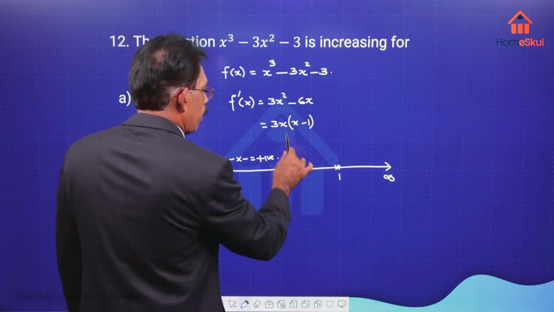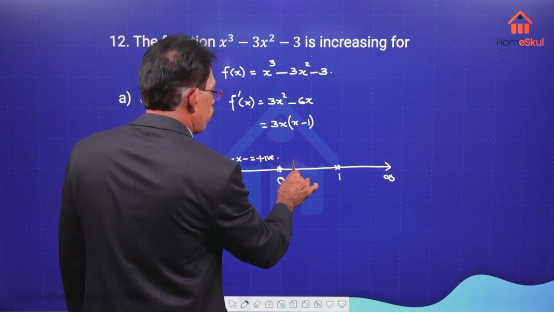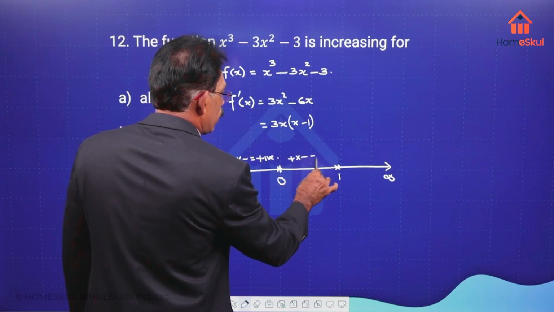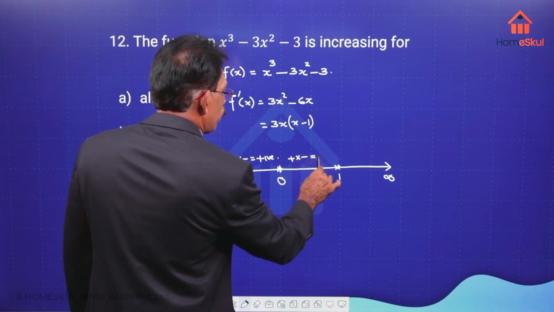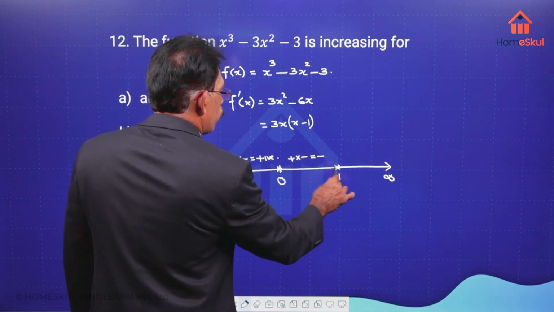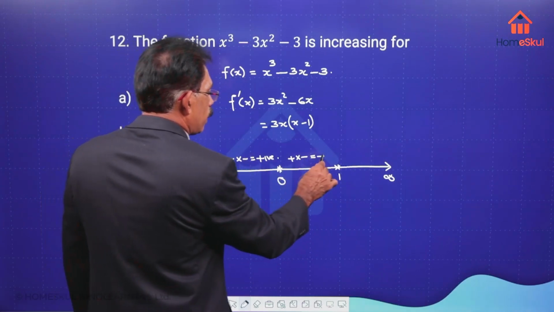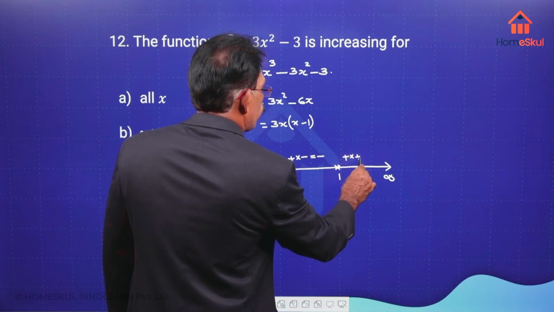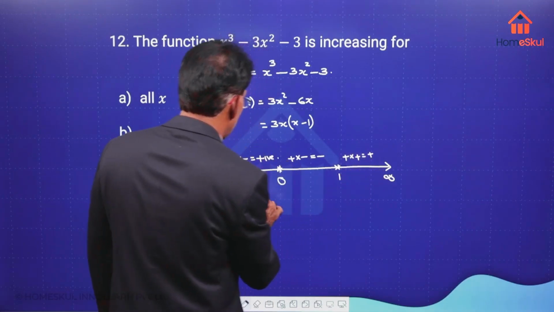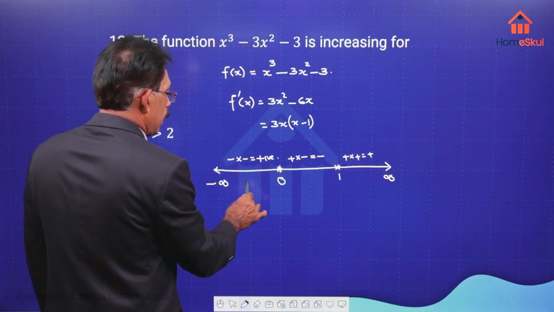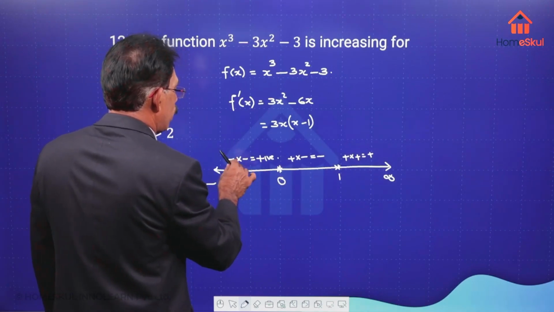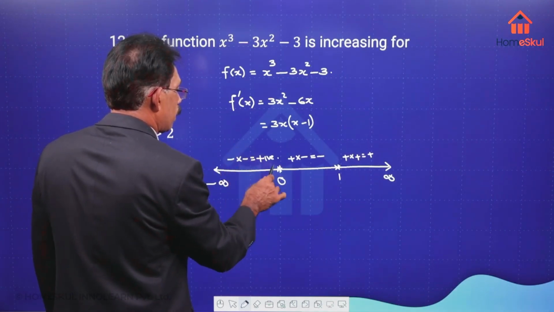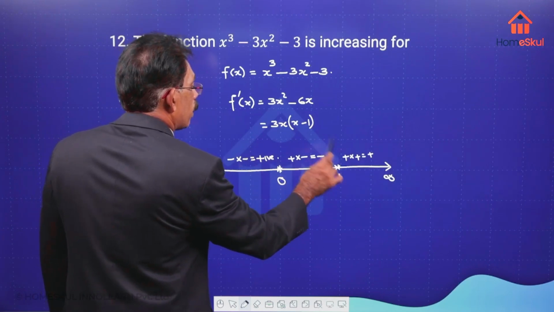For 0 to 1, take 1 by 2. That is positive, and positive into negative is equal to negative. Here it is decreasing. After this it is positive into positive, which is positive, increasing. So the curve is increasing, decreasing, increasing.